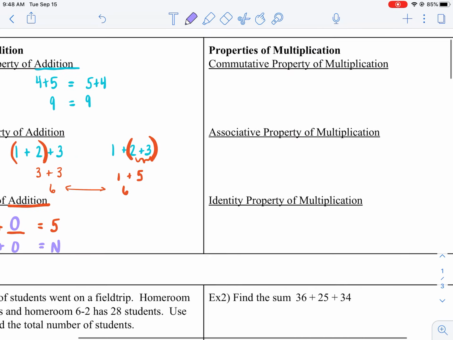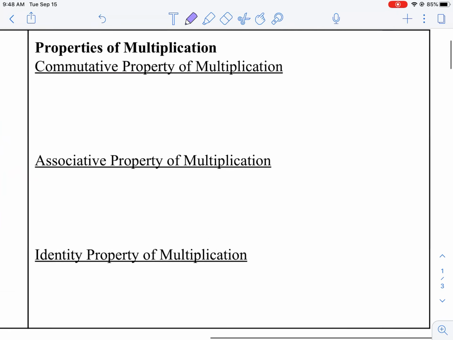Okay. Now the same thing is true for these properties here, the commutative property, but instead of addition, we're going to use multiplication. So commutative property says the order doesn't matter. So if I have, let's do 3 times 4. 3 times 4 is 12. And 4 times 3 is also 12. So it doesn't matter the order. We will still get the answer 12.